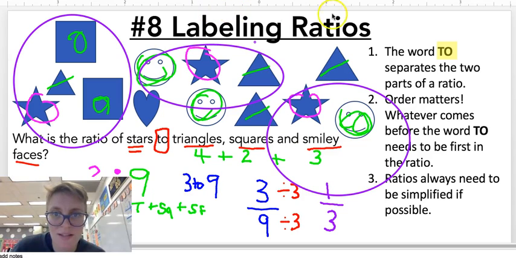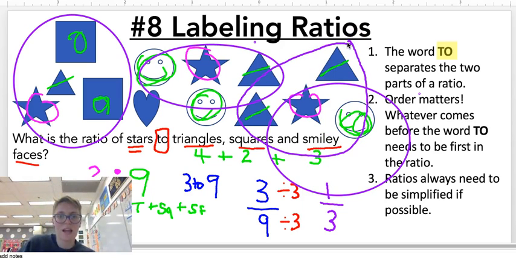Oops, that was not the best. Okay, well, move that over there. It's kind of hard to see. I'll just draw it myself. 1 star here to these 3 right here. Okay, so you can see in every one of those 3 groups, there's 1 star to 3 other shapes. 1 star to 3 other shapes. 1 star to 3 other shapes. That's how we can simplify that ratio.